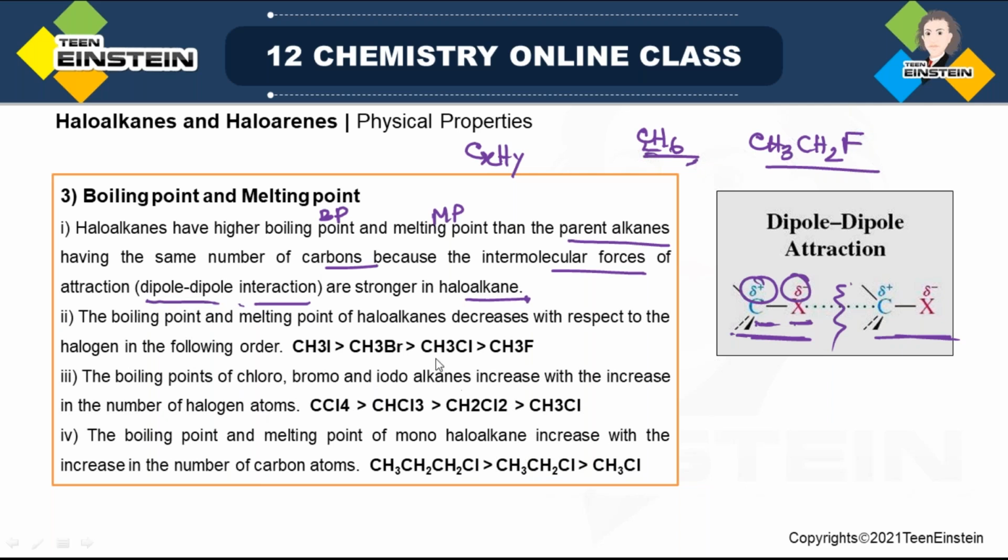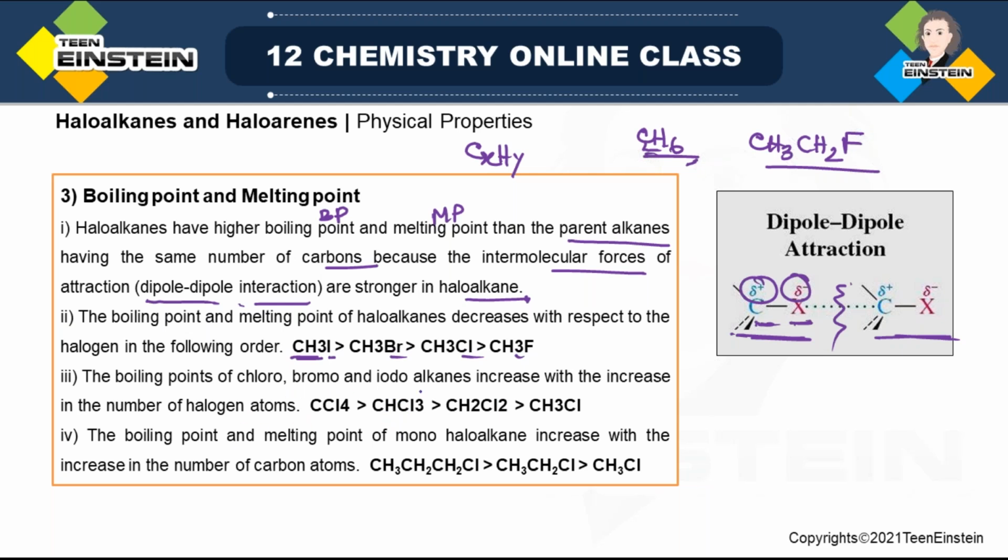The boiling point and melting point of haloalkanes decrease with respect to the halogen in the following order. That means keeping the alkyl part the same, if you are changing the halogen, obviously this is the order. It is decreasing, and it has to be because atomic mass is decreasing. Atomic mass decreasing means van der Waals interaction will also decrease, and MP and BP will both be decreasing.